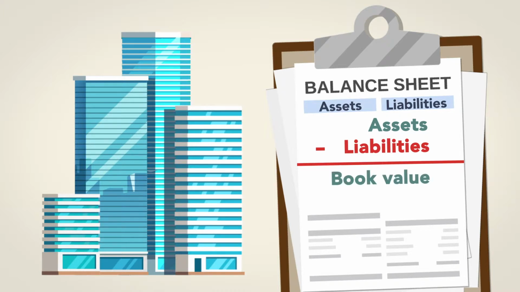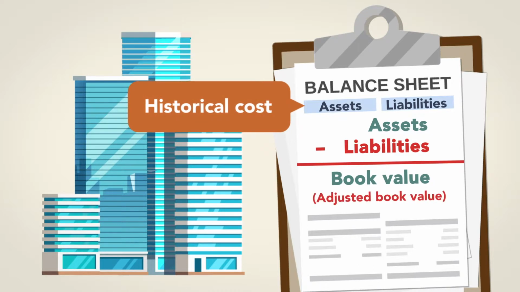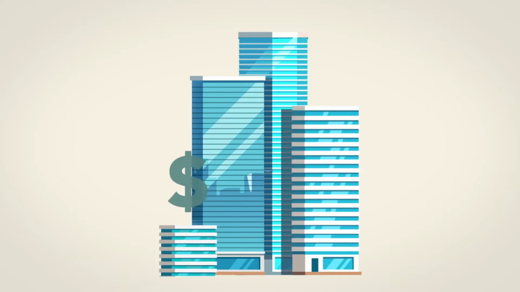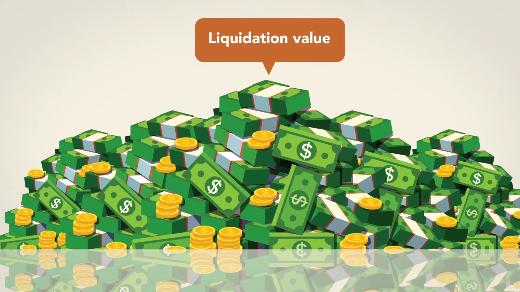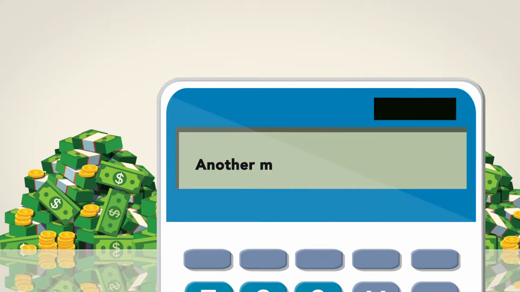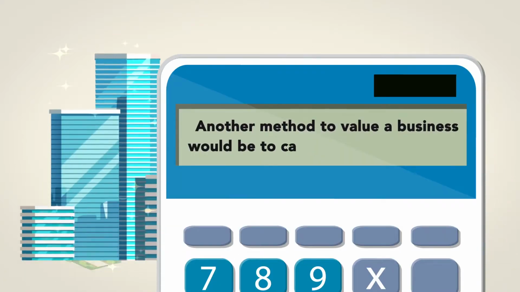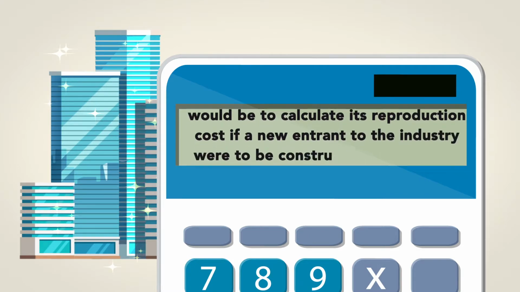However, since assets are recorded under the rules of accounting at historical cost, an adjusted book value may be needed to more properly reflect the current market value of the assets, though that determination might be subjective. Liquidation value would be the worth of a company if it sold all its assets and paid all of its liabilities. These amounts would need to be reduced because the asset prices in a sell-off are probably less than their full value. Another method to value a business would be to calculate its reproduction cost if a new entrant to the industry were to be constructed from scratch.